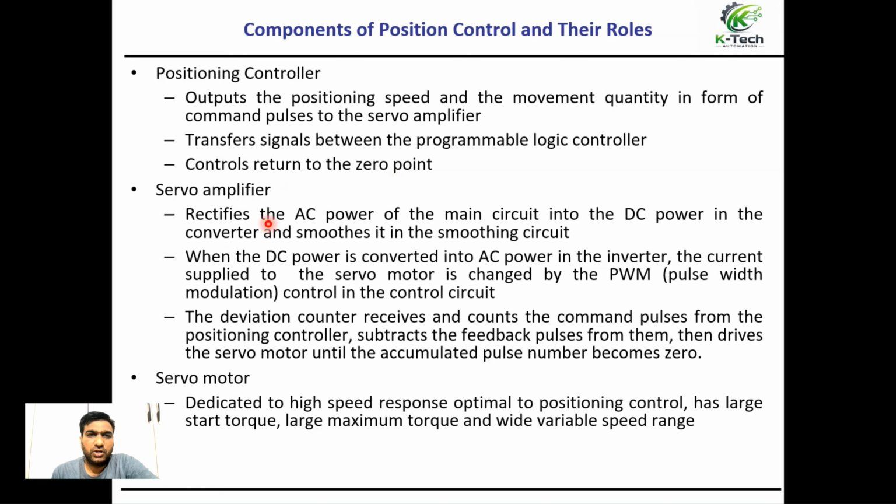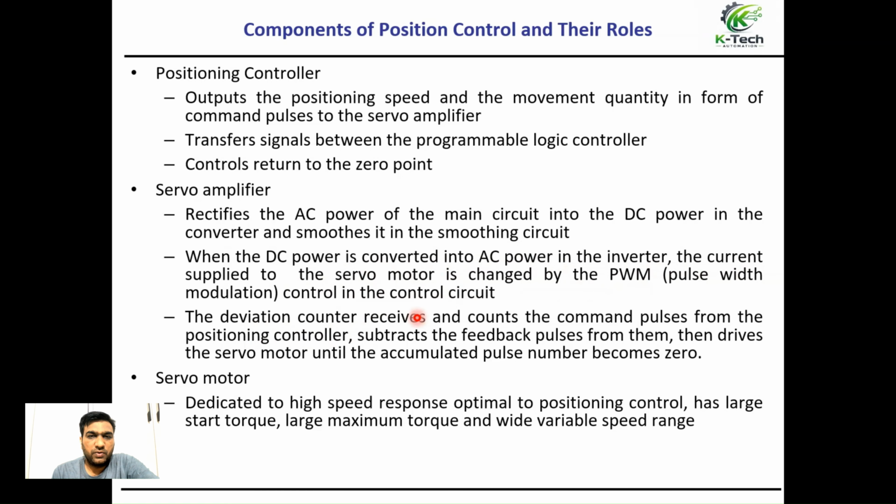And the servo amplifier rectifies the AC power of the main circuit into DC power in the converter and smooths it in the smoothing circuit. When the DC power is converted into AC power in the inverter, the current supplied to the servo motor is changed by PWM, meaning pulse width modulation, control in the control circuit.